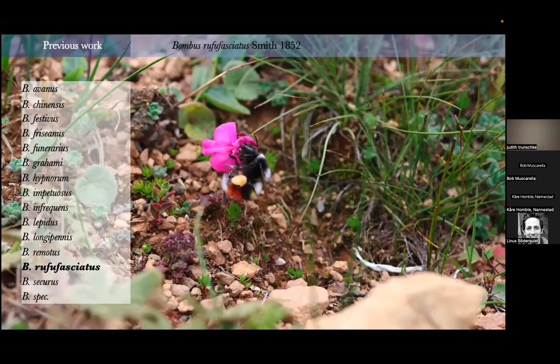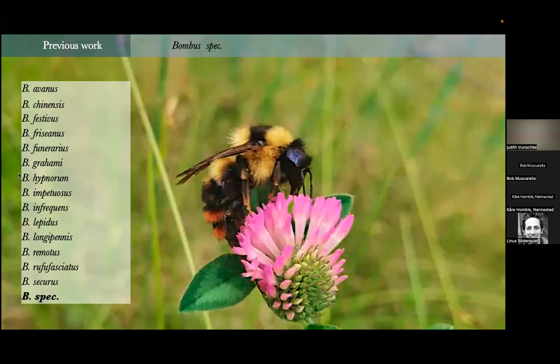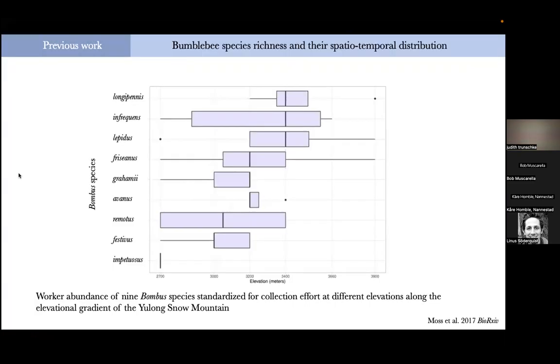What you can see from these pictures is that somehow some of them look pretty similar. Some are distinct, like this one with the white, yellow, black, red, white pattern, but there are many that have black and yellow stripes and are really hard to distinguish. Paul Williams even described a new species restricted to low elevation.